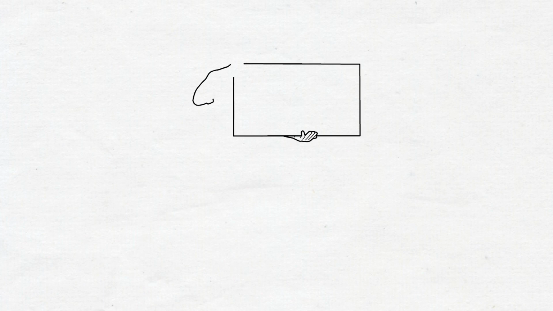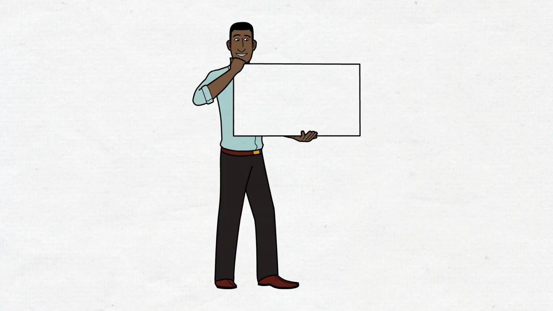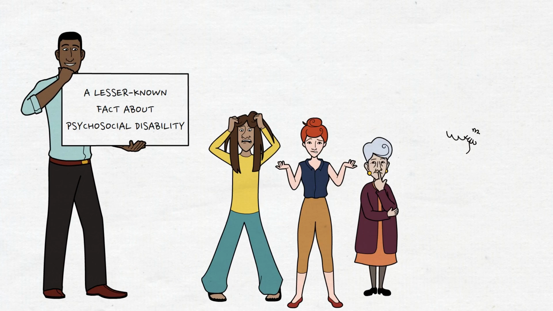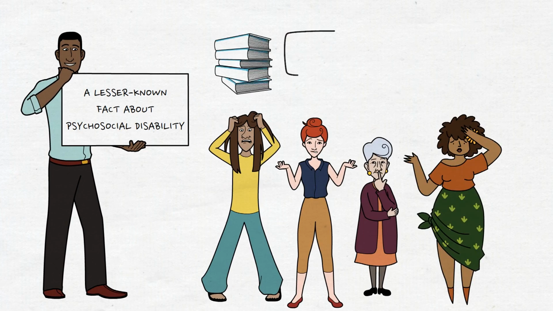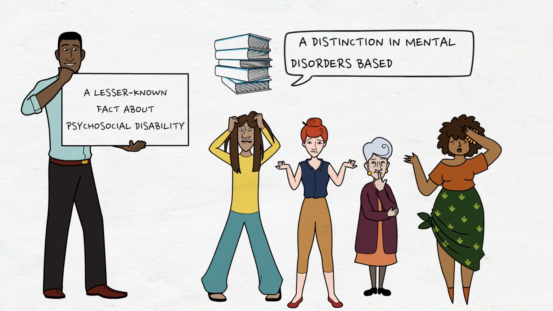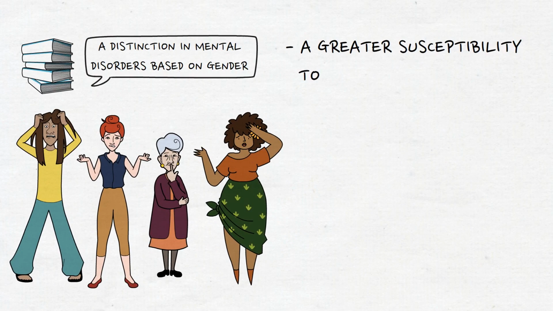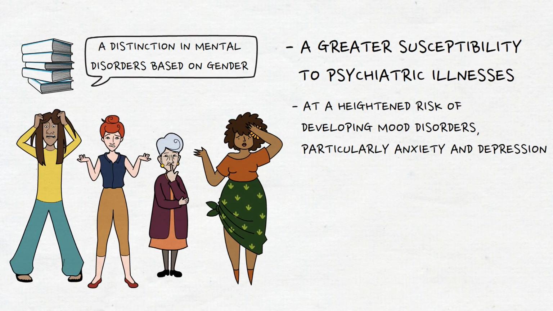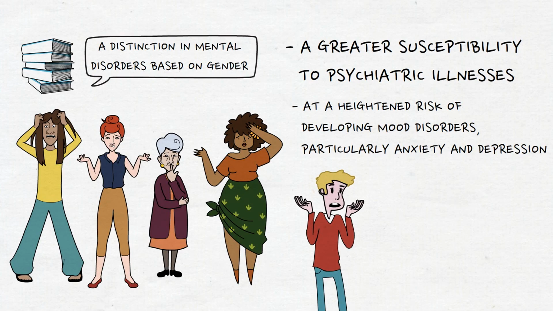Now, before we round off this session, as I hinted at the start of the video, I'm going to share with you a lesser-known fact about psychosocial disability. Did you know that women are at a higher risk of getting affected by this condition? Multiple studies have indicated a distinction in mental health disorders based on gender. For instance, women have a greater susceptibility to psychiatric illnesses compared to men. Additionally, separate research has highlighted that women are at a heightened risk of developing mood disorders, particularly anxiety and depression, in comparison to men. It's an interesting observation, and for now, it's beyond the topic of discussion for this video.